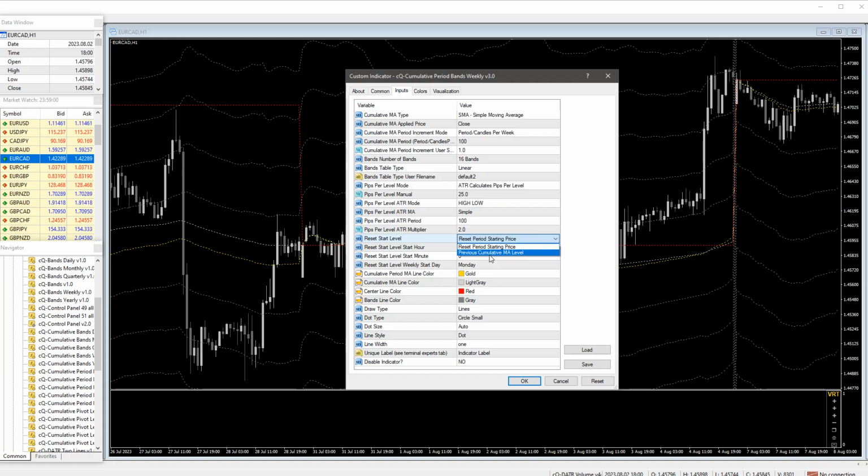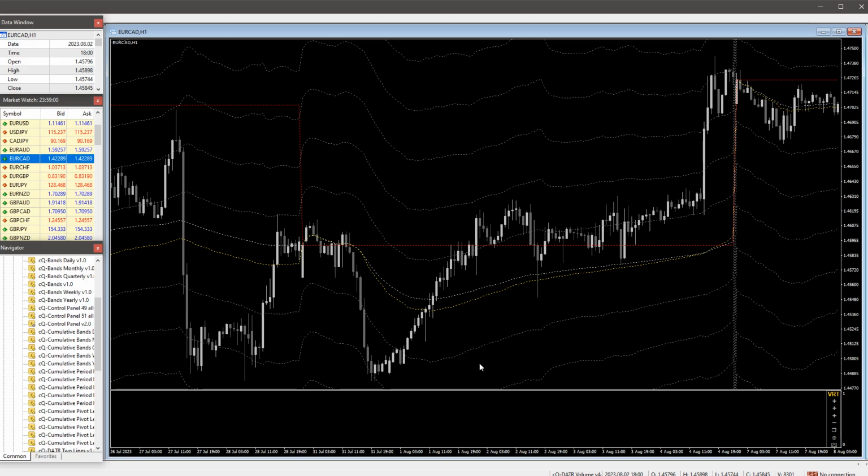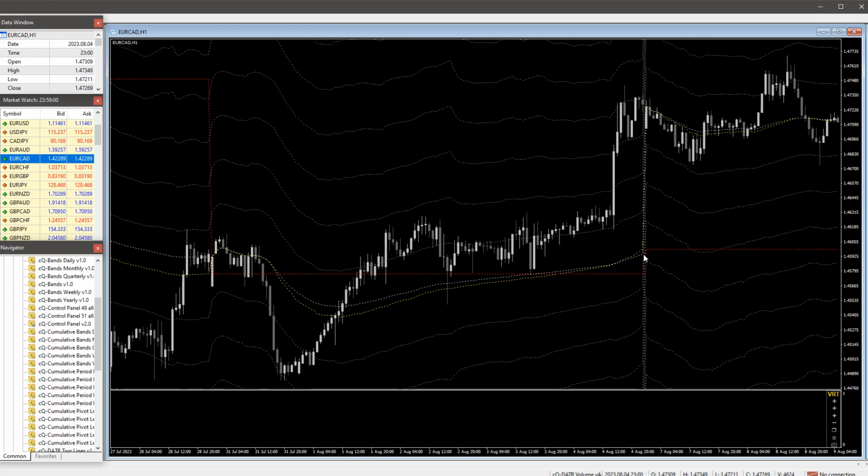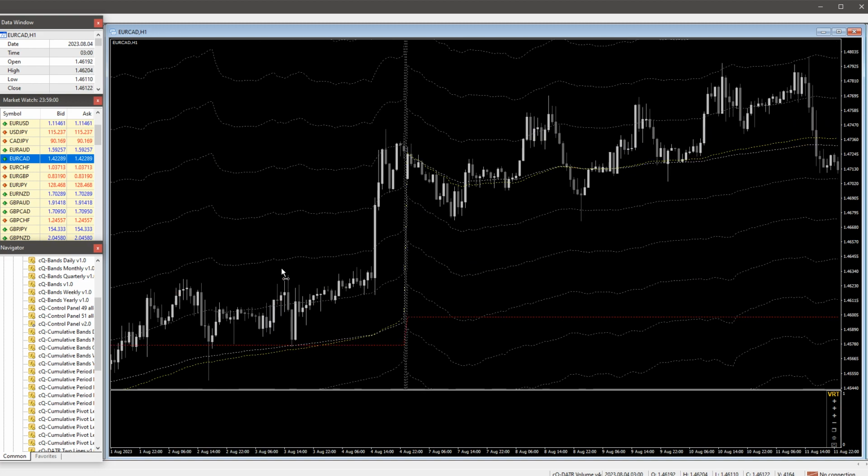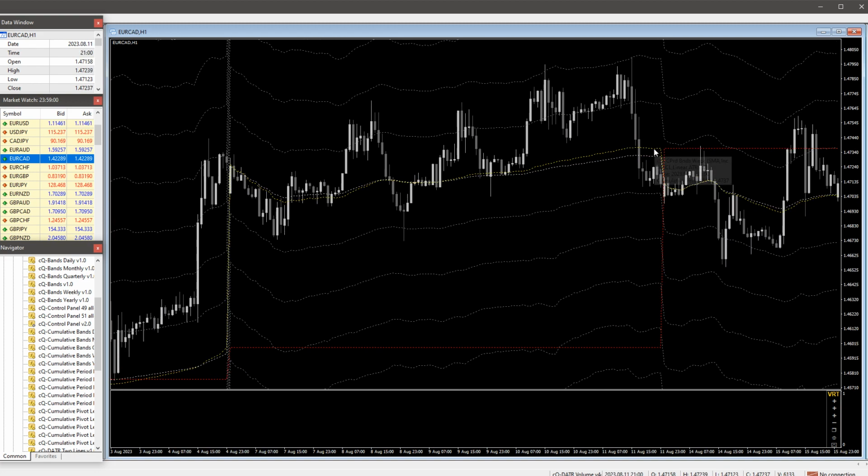And then you can also have it draw the central pivot using the previous cumulative period moving average. Right now it's pretty close to the same for this one, but you can see right here, this white is the cumulative period moving average. This is the cumulative moving average. And if we were to go forward, see right here.